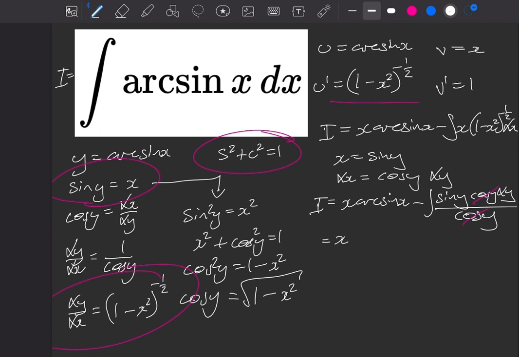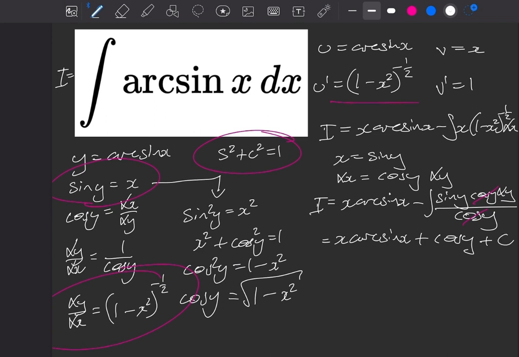Our x arcsine x is still there. And now we'll subtract the integral of sine, which is going to be negative cos. So subtracting a negative makes a positive: cos of y plus c. So we need our plus c at the end, our constant of integration.